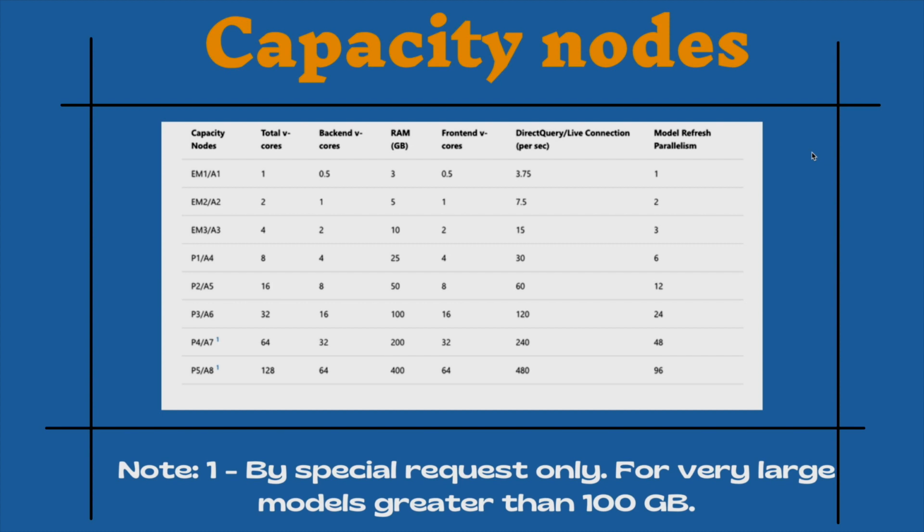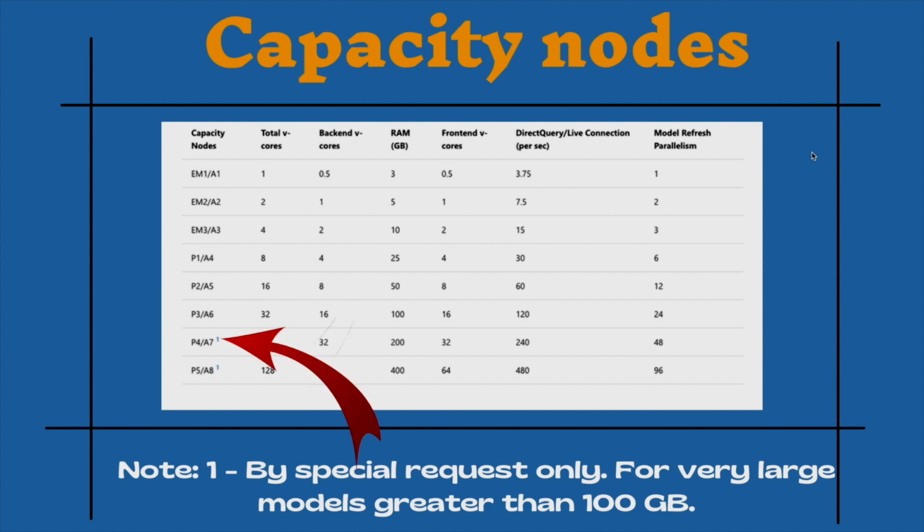Now let's discuss the capacity nodes. As you can see on my screen, there are capacity nodes, like I mentioned in the very beginning of this video: EM1, EM2, EM3, or A1, A2, A3. EM is the representation for embedded. For embedded we also need these capacity nodes, and the license is linked with Azure. In terms of Power BI capacity, Premium is going to be P1, P2, P3 up to P5.